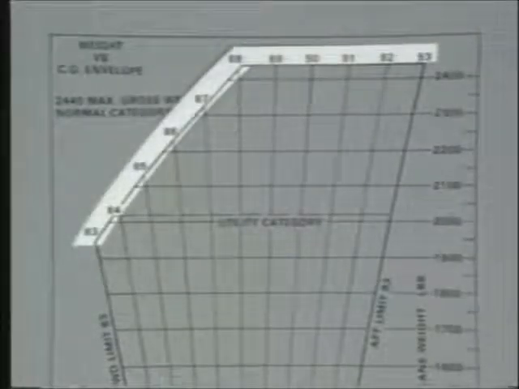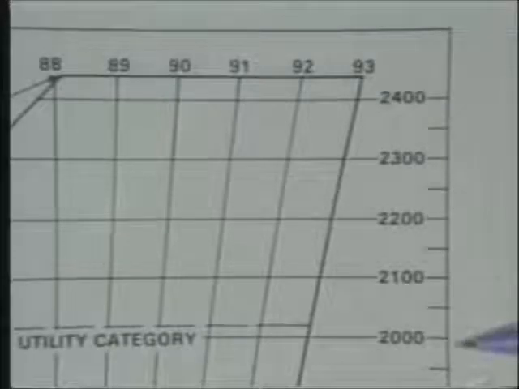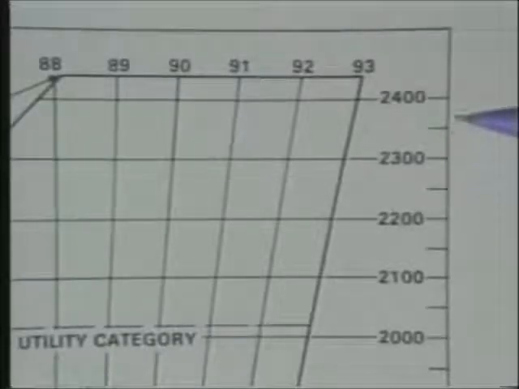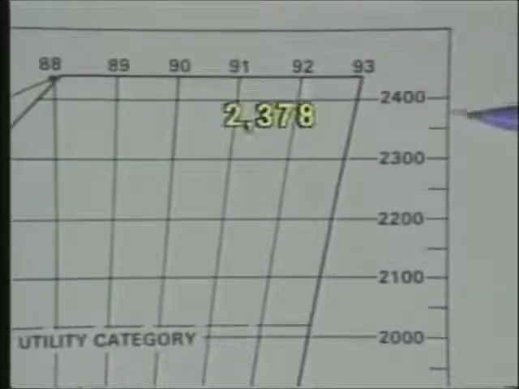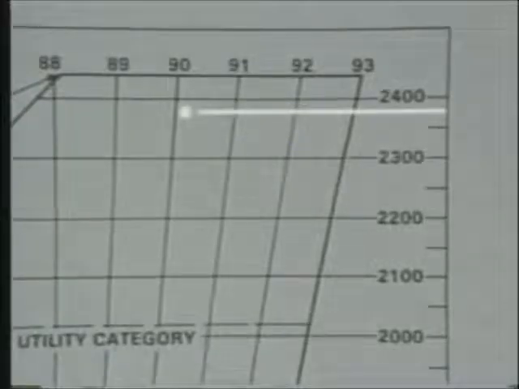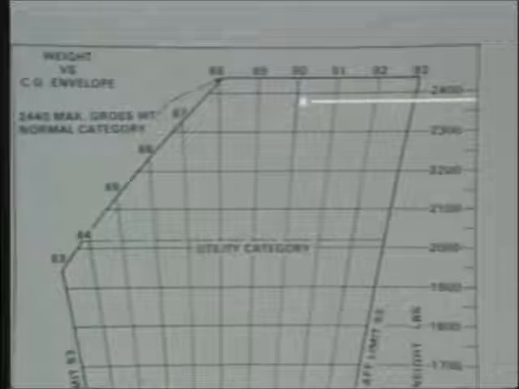CG location. Enter the graph on the right at the number that matches the total weight of the airplane, which in this case is 2,378 pounds. Then move to a point just right of the 90-inch aft CG location. Since this point falls within the approved CG envelope, your airplane is properly loaded.